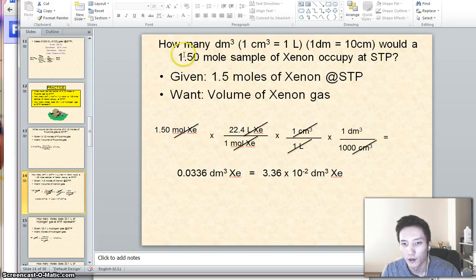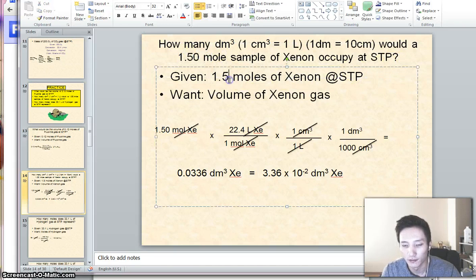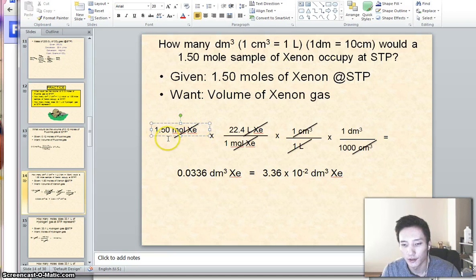So given 1.50 moles of xenon at STP, and we want the volume. So we're going from moles to volume again, so it should be one step, but we have a problem. We want the answer in cubic decimeters, not liters. So first of all, let's just convert to liters first, okay? So 1.5 moles of xenon, use the 22.4 liters of xenon for every 1 mole conversion factor to get rid of the moles. You're left with just liters. And from here, you can convert liters to cubic centimeters.